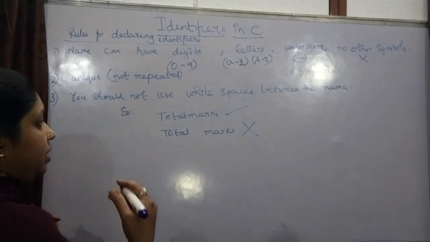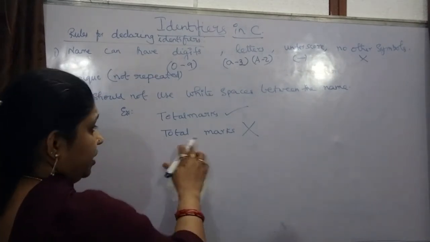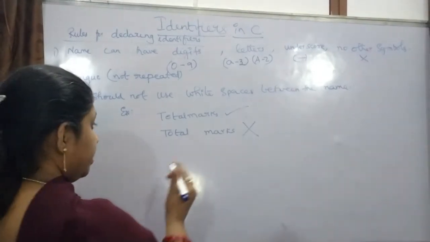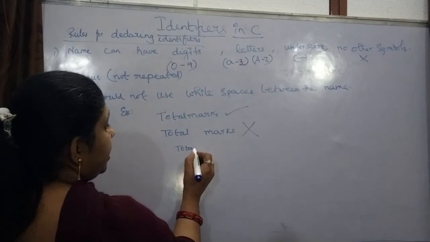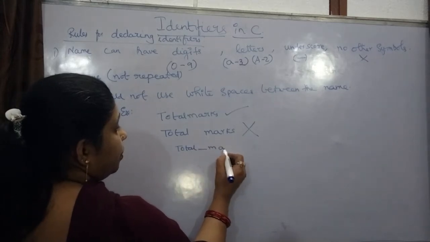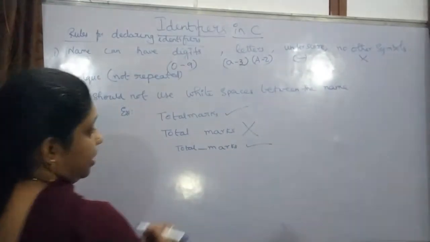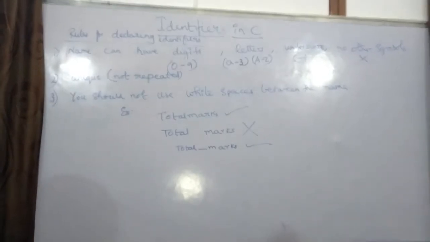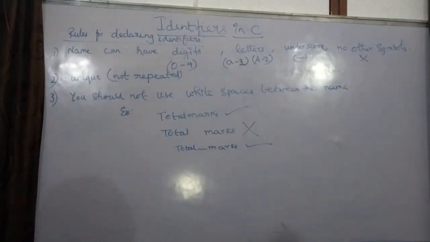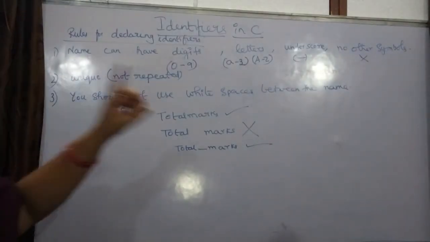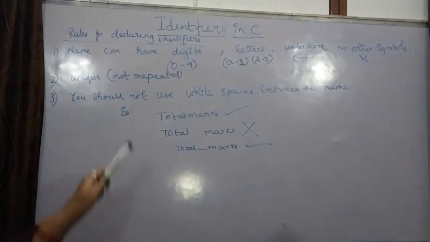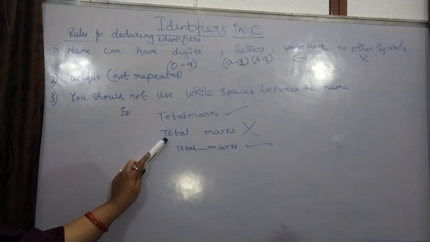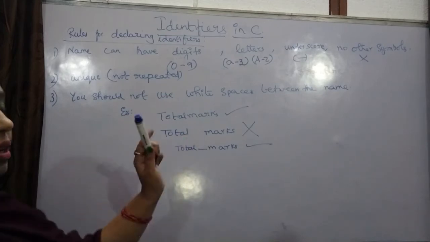So automatically the moment you declare like this, you will get the error. And instead of white space here, you can write like this, total underscore marks. Now this is correct again. Not some characters in the sense, only underscore, letters or digits should be there. So this is how you should not use spaces between the words.